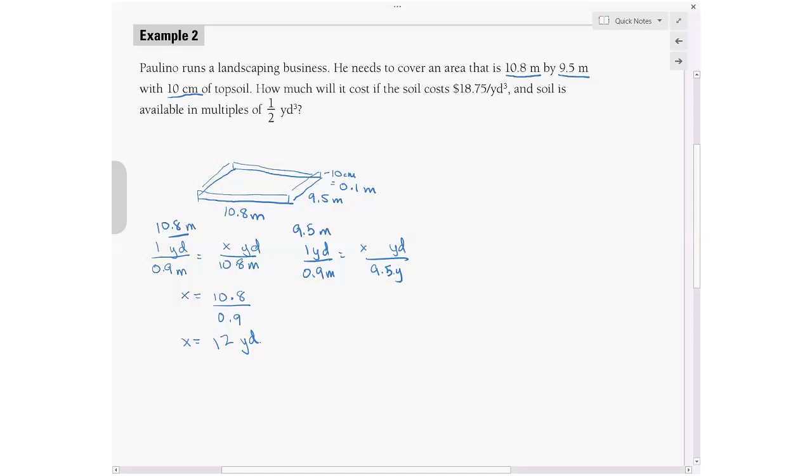Again, 9.5 times 1 is 9.5 divided by the thing that's diagonal from the x. So 9.5 divided by 0.9 gives me 10.5 repeating, so 10.6 yards.